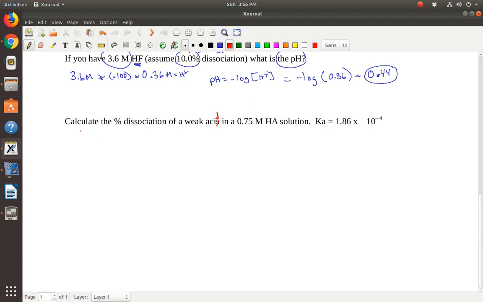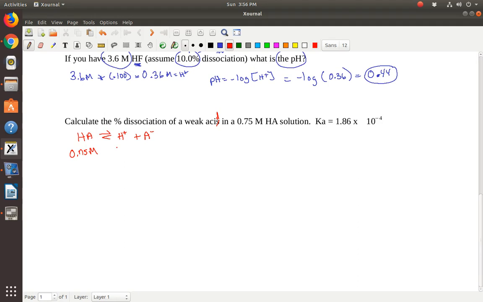So, HA is my weak acid. It falls apart into the hydrogen ion and the anion, okay? We have a 0.75 molar solution of that stuff. Okay, this one's going to be a little bit more complicated, so please follow along very carefully. And like I said, you can use this on the test.